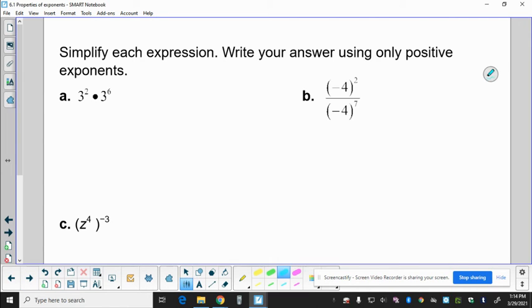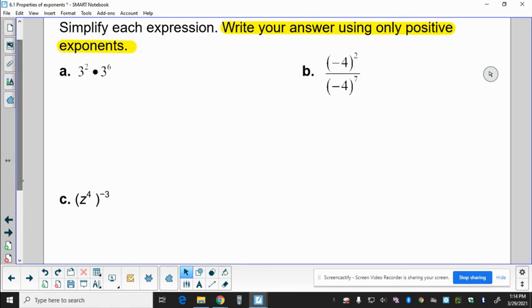And once again, write your answer using only positive exponents. That means no 0 exponents, no negative exponents. Part A, what do you think that is? Okay, well, because we're multiplying, we're going to add the exponents together. So that'd be 3 to the 8th power. Now, if you want to figure out what that is in your calculator, you can go ahead and do so. But that's 3 to the 8th power.